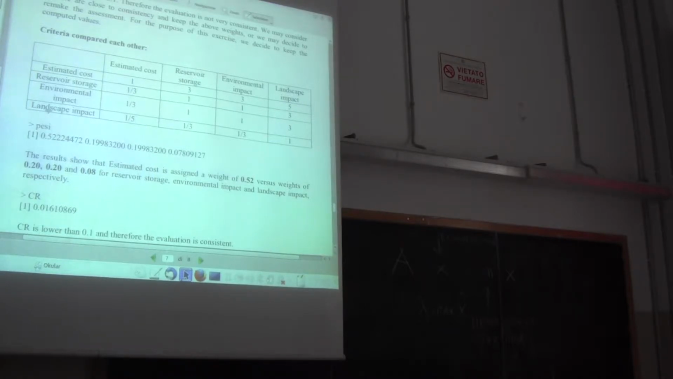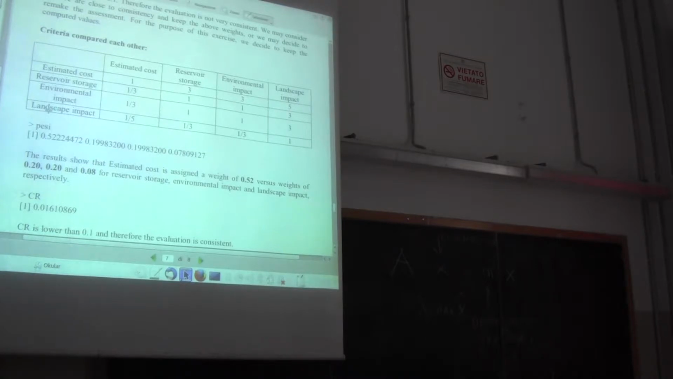Then, of course, keep in mind that this is a 4x4 matrix, so the evaluation becomes more challenging. Now it's antisymmetric, so I can put 1/3 for the reservoir storage with respect to the cost. It's diagonal, so I put a 1, and then my estimate is that the reservoir storage has the same importance as the environmental impact.